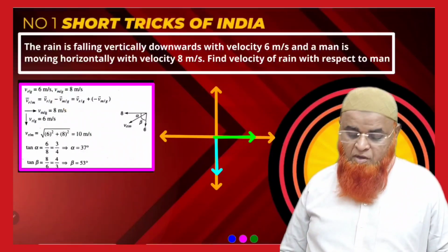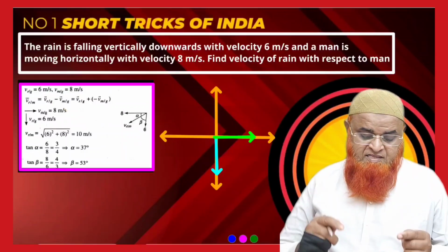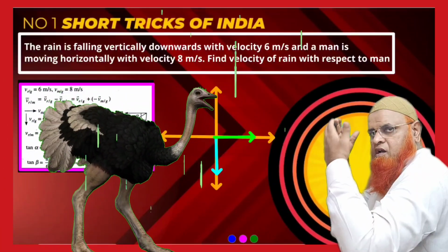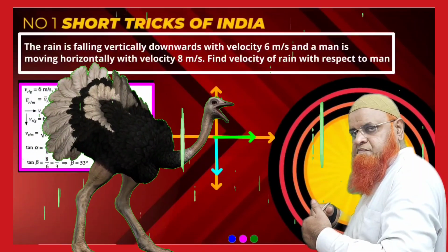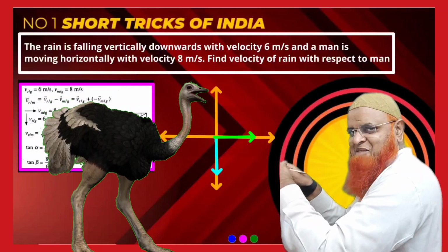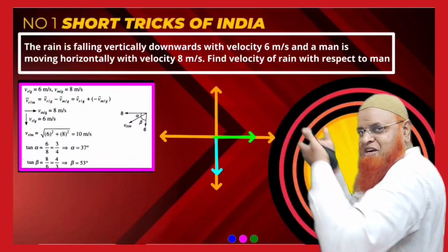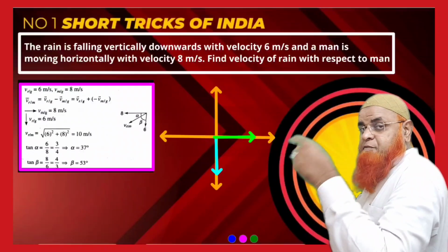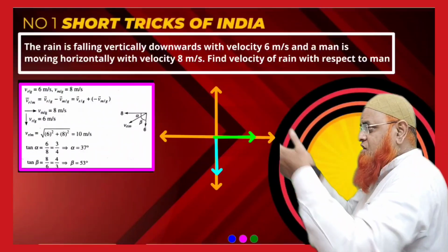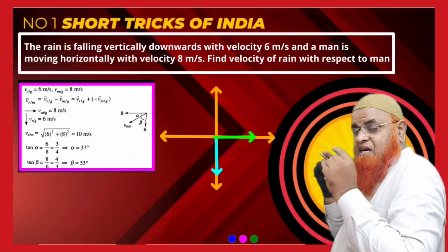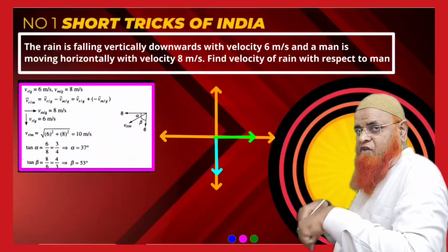So how are you going to do this problem? Okay, he is telling that rain is falling vertically downwards. So rain is falling vertically downwards like this when you are at rest. But when you are in motion, the rain comes little bit cross like this. That is velocity of rain with respect to man. When man is in motion, you feel that rain is coming exactly on your face, a little bit cross. That velocity of rain with respect to man we have to find out now.